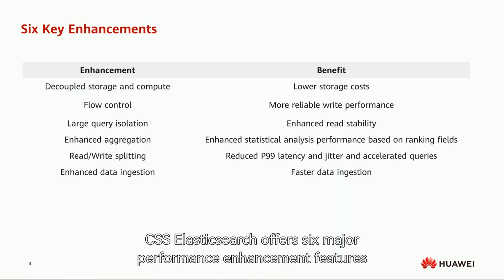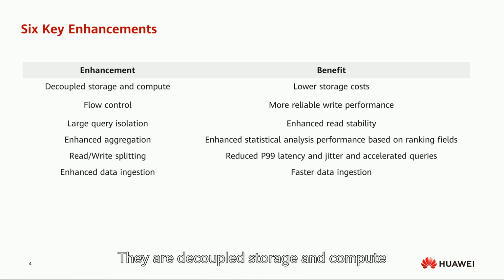CSS Elasticsearch offers 6 major performance enhancement features. They are decoupled storage and compute, flow control, large query isolation, enhanced aggregation, read-write splitting, and enhanced data ingestion. Next, we're gonna explain each one of them.